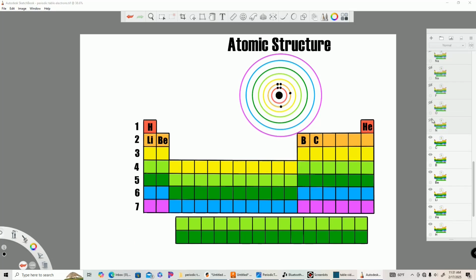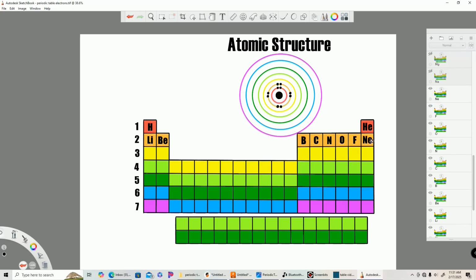Then we have nitrogen in the fifth column with 1, 2, 3, 4, 5. Check that out again. We just gained a fifth one. Then we have oxygen in the sixth column with 1, 2, 3, 4, 5, 6 electrons. And then fluorine with 7, and then finally neon with 8. Now, one thing to take note of is neon is in the final column.